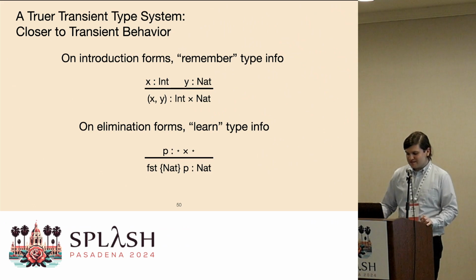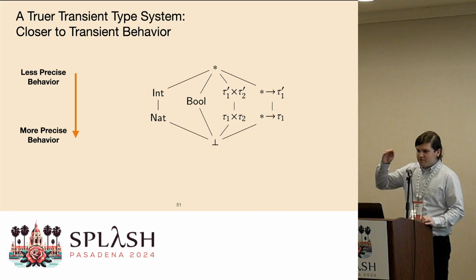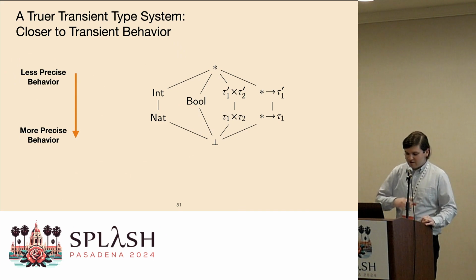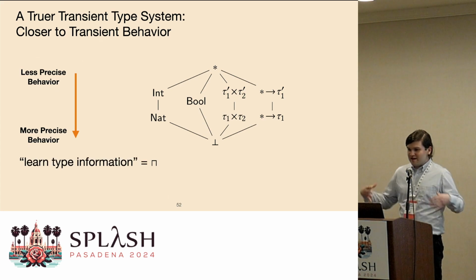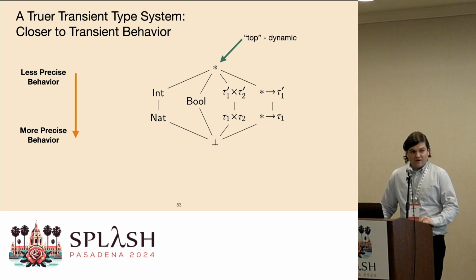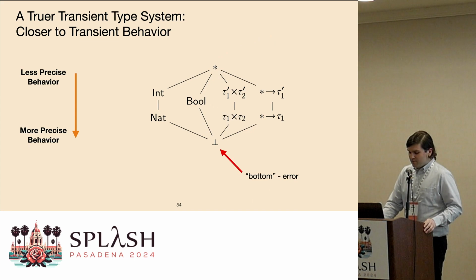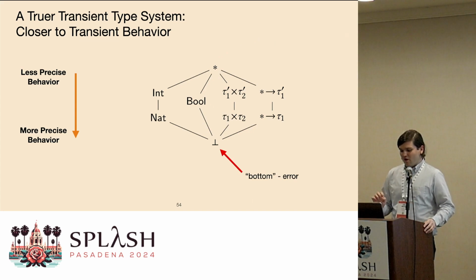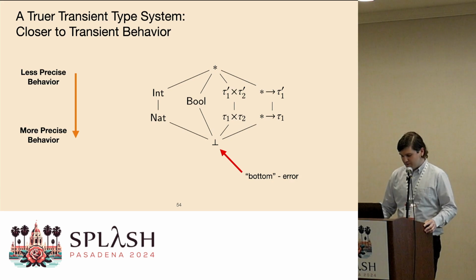And so the key to this is a lattice of types. And the idea is at the top of the lattice is the least precise behavior, and at the bottom is the most. So when we say learn type information, we mean meeting in this lattice. So notably, we have a dynamic type, which is our top, least precise behavior. It captures all of the behavior you could possibly have for any term. And then we have the bottom, which is the most precise, which is terms that definitely err. So there's no value that satisfies the bottom type. So that is definitely going to error because of some cast.